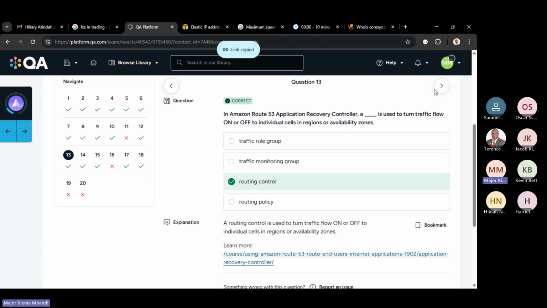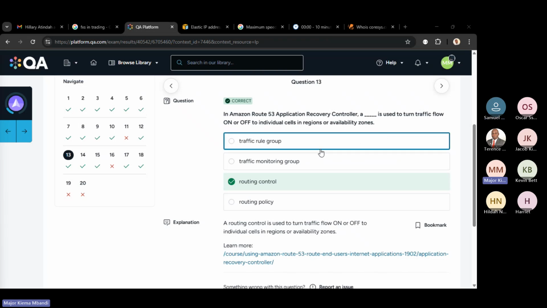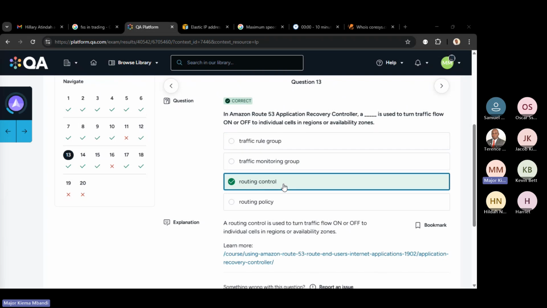I think for this one you had selected routing policy at the last minute, if I'm not wrong. No, I was saying it's routing control. But we had selected routing policy, and we changed at the last minute. Someone led the contention and then everyone joined you: routing control.